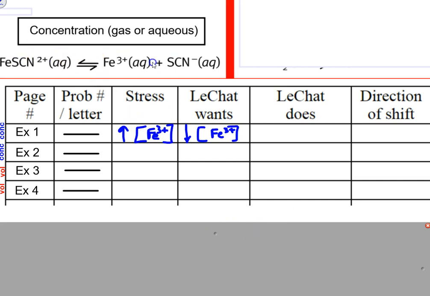If he shifts to the right, see, LeChat can only do two things: shift right, shift left. Those are his only options. It's kind of a boring life. If you were LeChat, you would be bored stiff. All right. So if we take FeSCN and do a right shift, that means we're going to take Fe and SCN and separate them. And when we do that, this disappears as a species, molecule by molecule, and each one of these that I separate will be making an iron and an SCN.